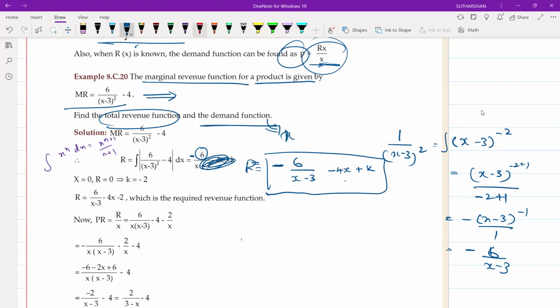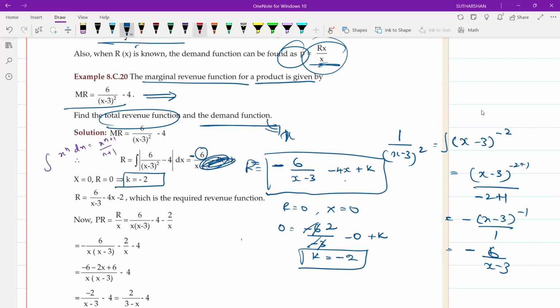Then I will substitute R equal to 0, x equal to 0 in the equation. 0 is equal to minus 6 divided by minus 3, minus 4 times 0 will become entirely 0, plus k. If I cancel, the minus minus gets cancelled, 2 plus k is there, so k is equal to minus 2. So k is equal to minus 2 is the correct value. And then change this equation.